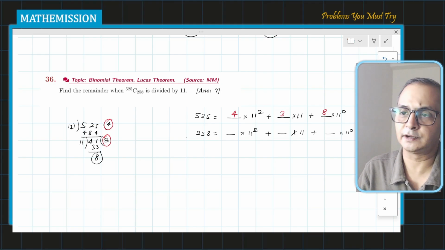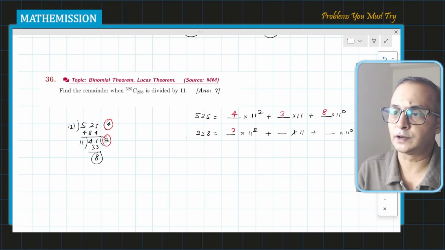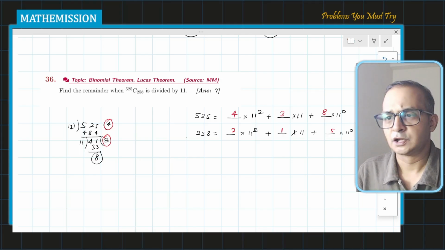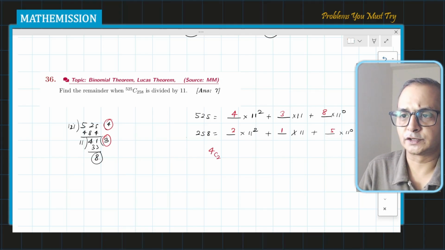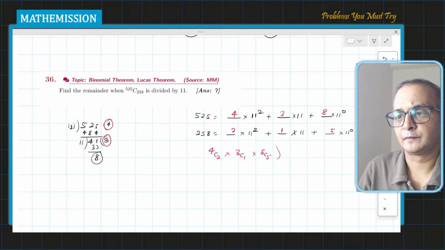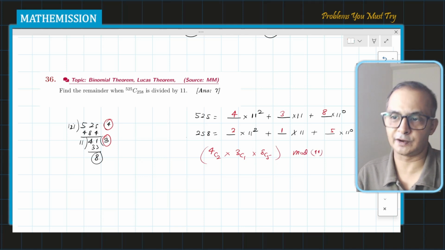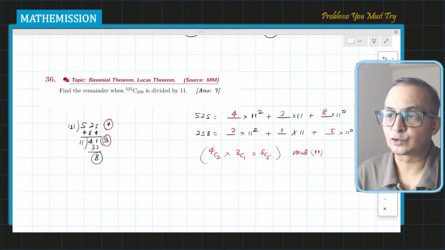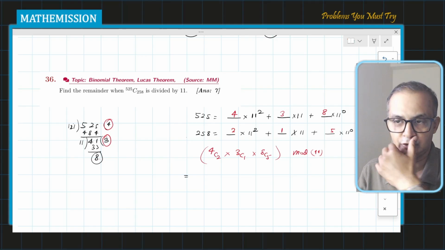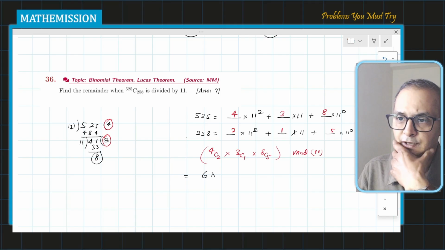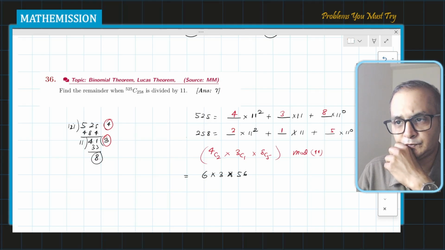So what I'm getting here is 2, and then that is 1, and then 11 to the power 0, there is 5. So this way we got, and what is the answer? There is a 4C2 into 3C1 into 8C5 and modulo 11, means whatever remainder comes when we are dividing this quantity by 11. So 4C2 is going to be 6, 3C1 is 3, and 8C5 is going to be 56.